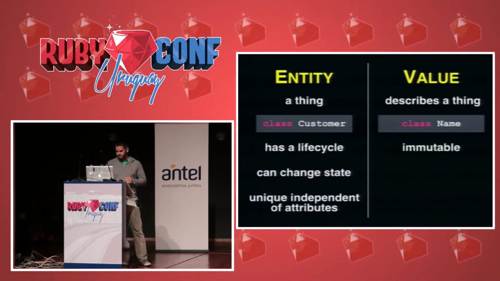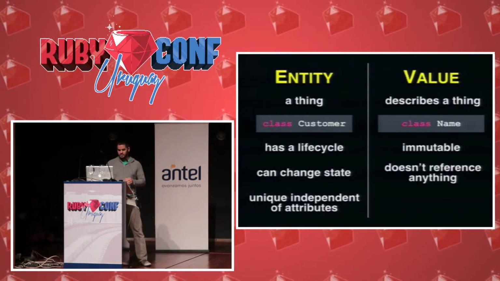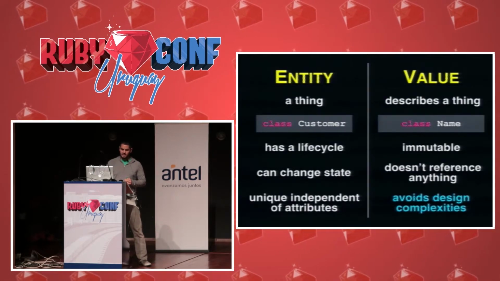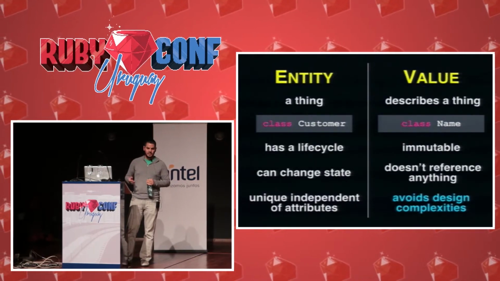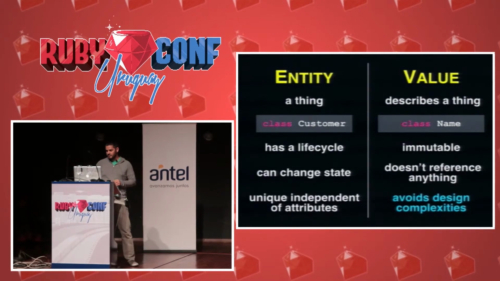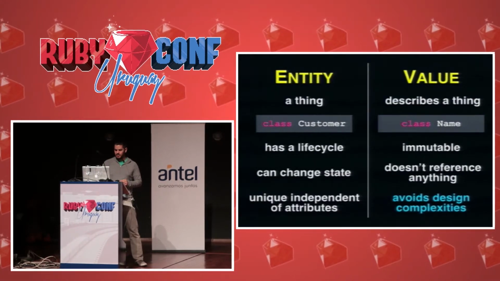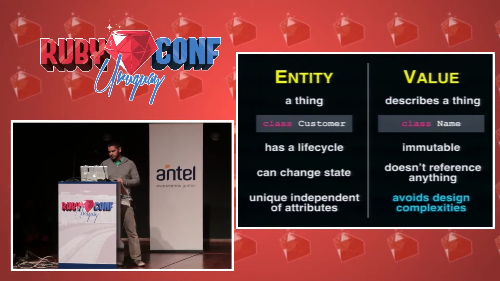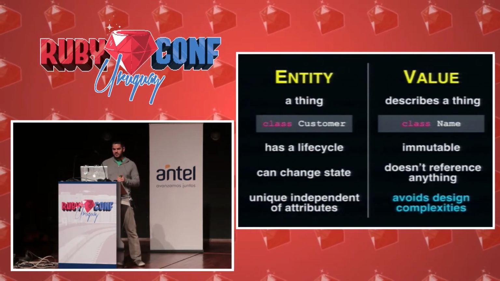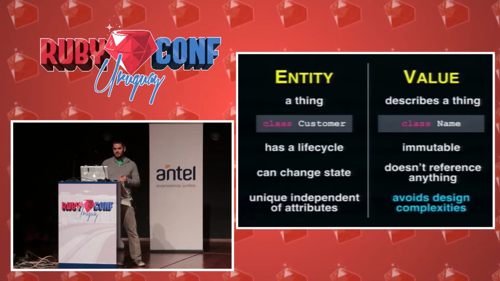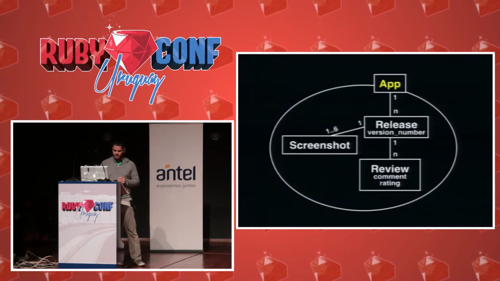A value object is immutable. It doesn't reference anything, and most importantly, it avoids design complexities. So just like a string is a value object, you create a new instance, you use it, you might assign it to some other entity in your domain, but it doesn't have any behaviors other than maybe morphing it into a different string. But the important part is value objects avoid design complexities that entities have. And if you can distinguish what are value objects from entities, then you can start making your domain simpler and making it less rigid.